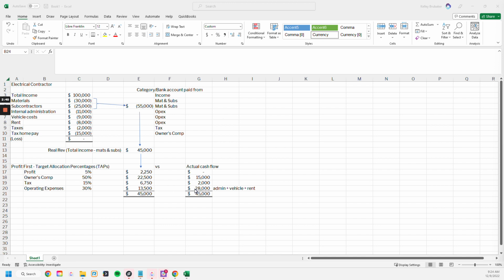So what needs to happen is that clearly the company needs to cut costs and run smarter. They need to work to be able to get their operating expenses down to $13,500 on an annual basis. Another opportunity to make more profit and owner's compensation is to reduce the materials and sub costs, which cutting these costs will increase real revenue, making more money available to allocate to profit, owner's comp, tax, and operating expenses.